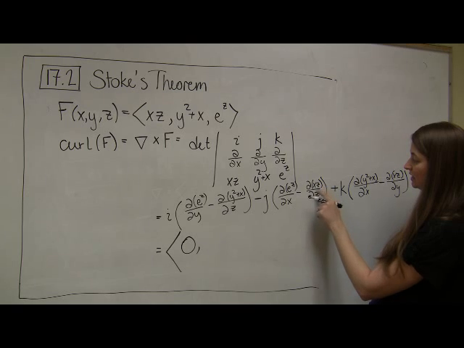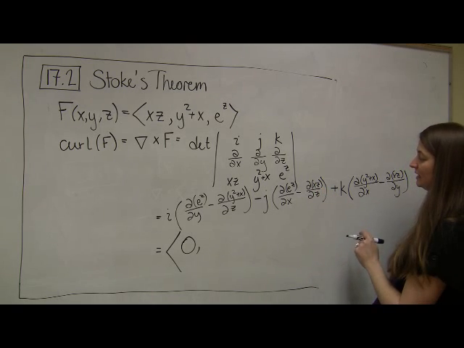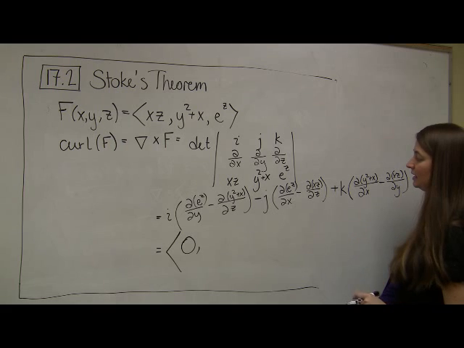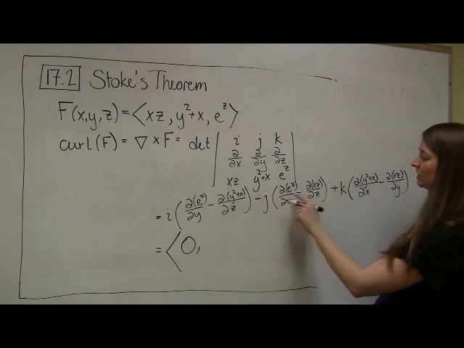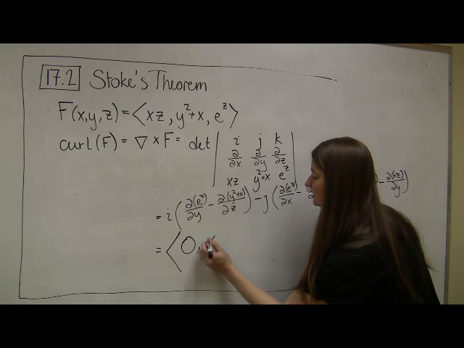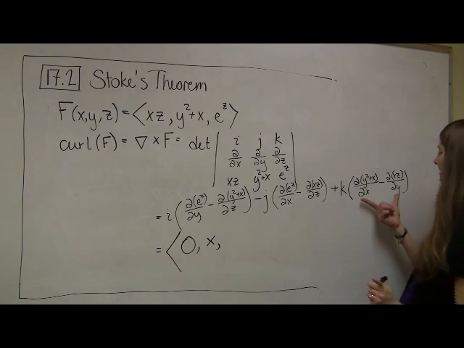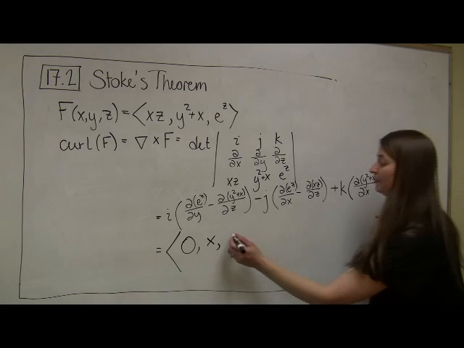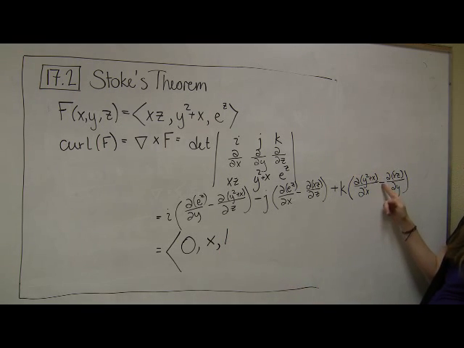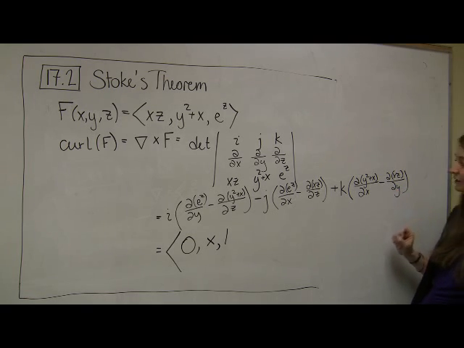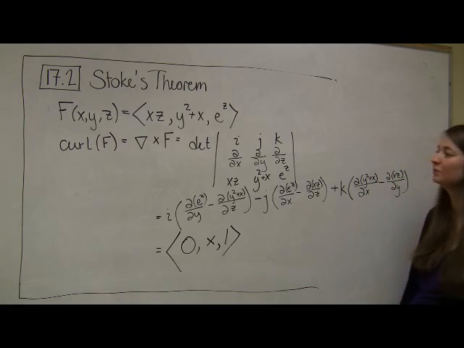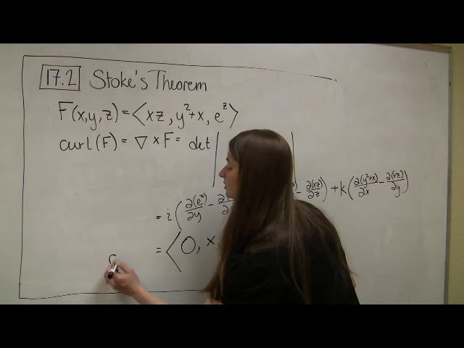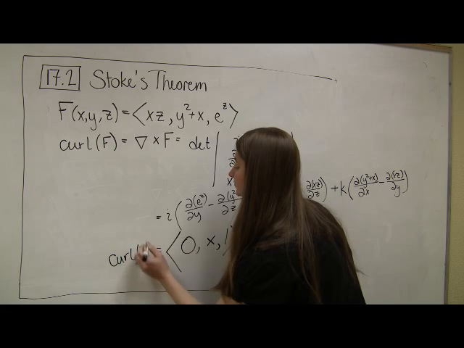But look, here this one isn't. The partial derivative of xz with respect to z, we treat x as a constant, and that's going to be x. So I'm subtracting a negative x, and I end up with positive x. And then finally, I see that my partial derivative of y squared plus x with respect to x is 1. And then I subtract out my partial derivative of xz with respect to y, which is just 0. And we're done. So this is representing the curl of our f function.